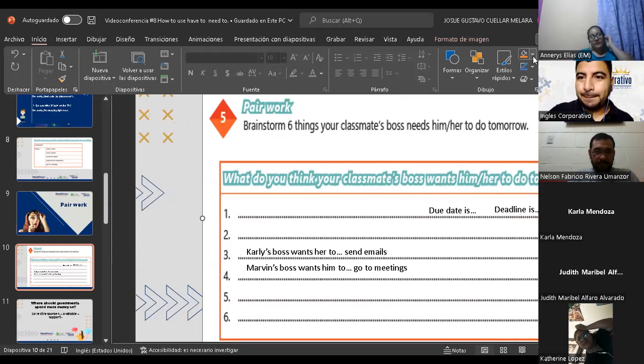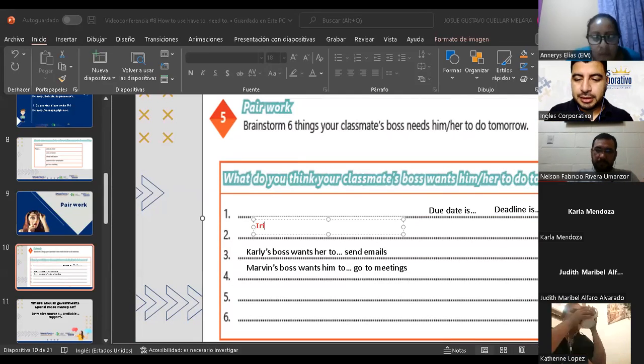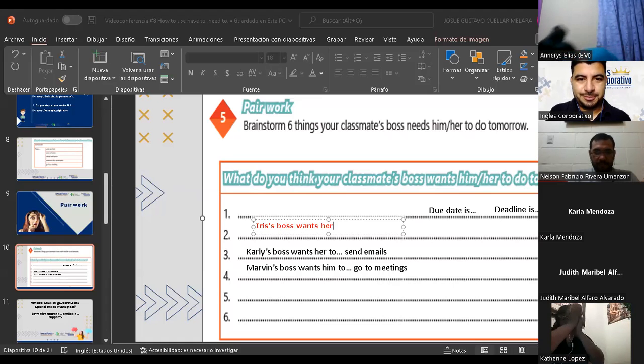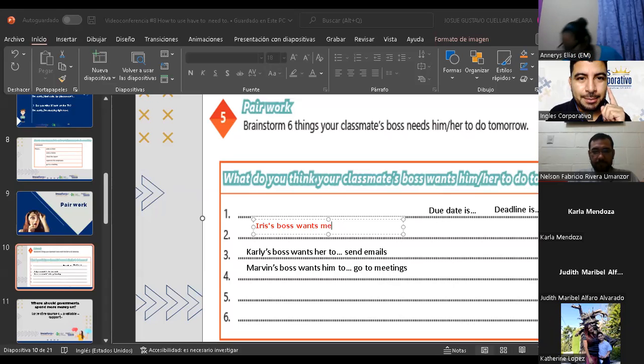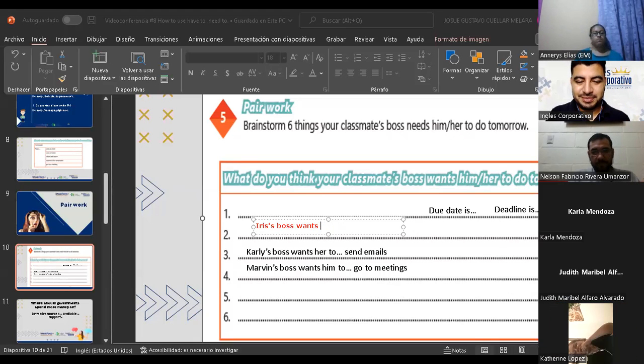¿Verdad? Ok. Porque tú no trabajas con Iris, ¿verdad? No. Ok, entonces es así. Iris's boss wants her, ok, porque si tú dices wants me, quiere decir que el mismo jefe de Iris es tu mismo jefe. Y te está pidiendo cosas a ti, entonces sería aquí wants her. Ok, very nice, thank you.